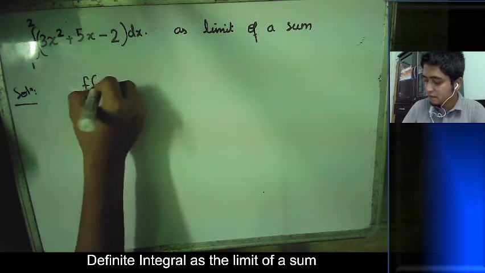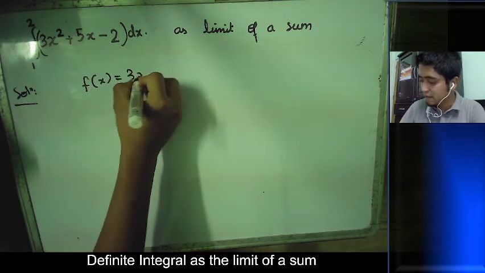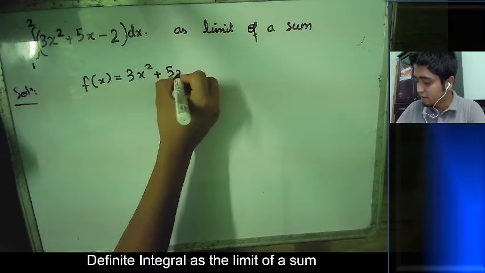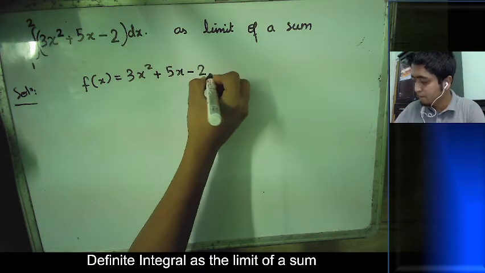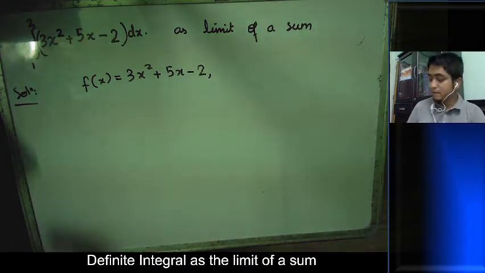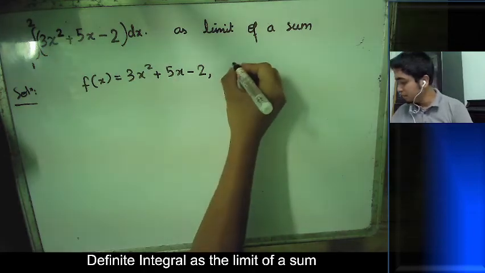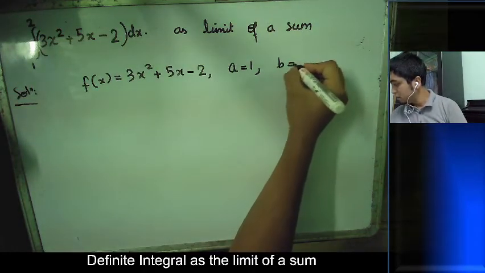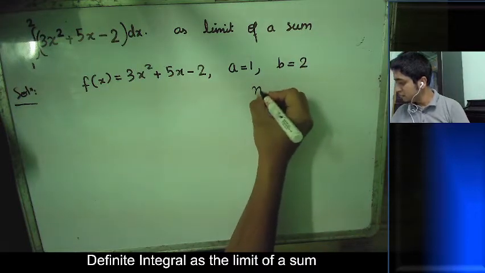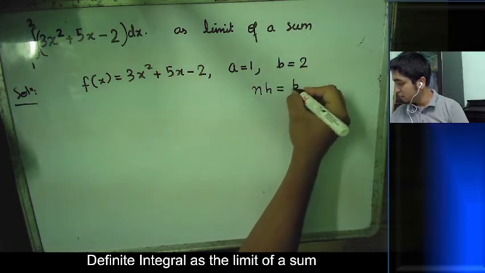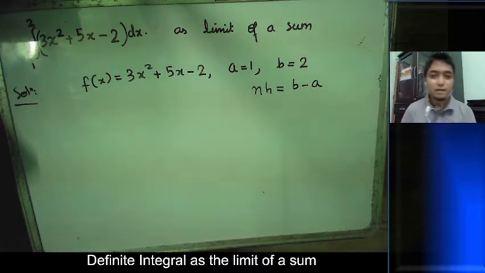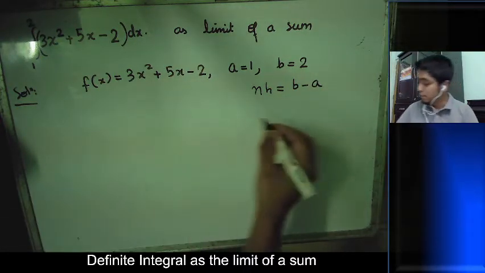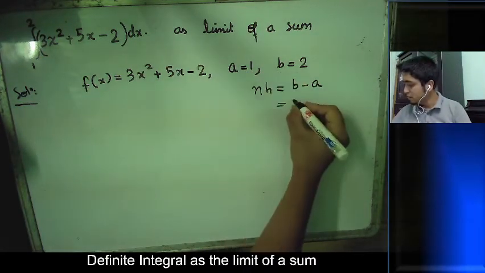f(x) is 3x squared plus 5x minus 2. So a is equal to 1, b is equal to 2, and nh is equal to b minus a. So nh will be equal to 2 minus 1, which is 1.